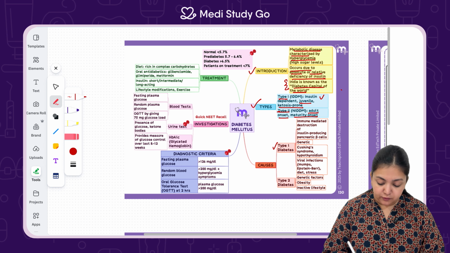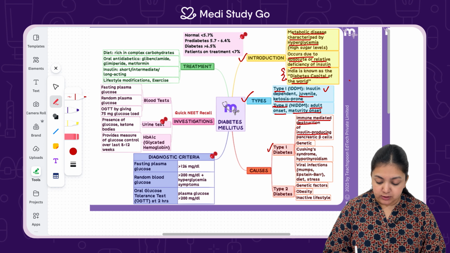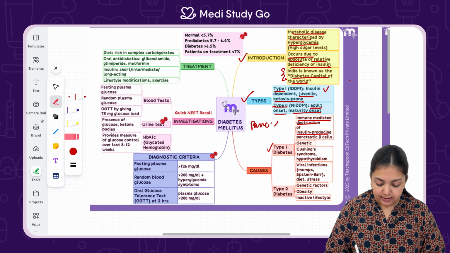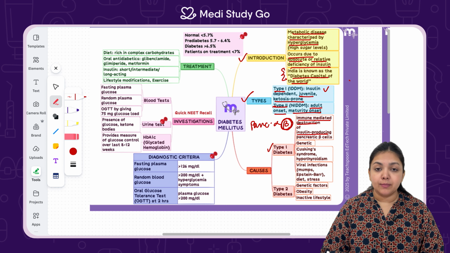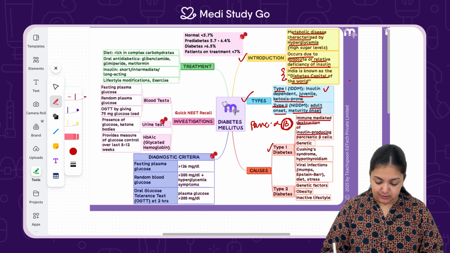If we see the causes of type 1 diabetes, it is mostly an immune-mediated destruction of the insulin-producing pancreatic beta cells. So pancreatic cells are alpha and beta. These beta cells are responsible for producing insulin. If these cells get destructed actually, that is going to lead to decreased insulin. Now these cells can be destructed maybe by the immune body itself. So immune-mediated destruction is type 1 diabetes mellitus.